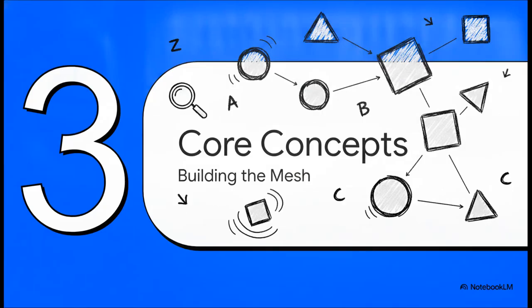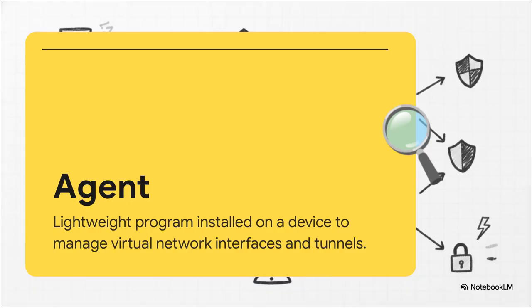All right, Section 3, Core Network Concepts Explained, the building blocks of the mesh. So now that we have our heads around the macro architecture, let's zoom in a bit and decipher some of this networking alphabet soup. We're going to start with the primary actors. First up is the agent.